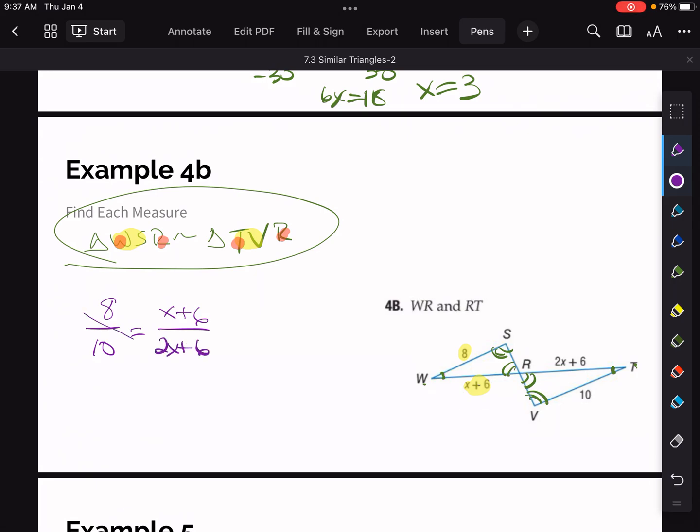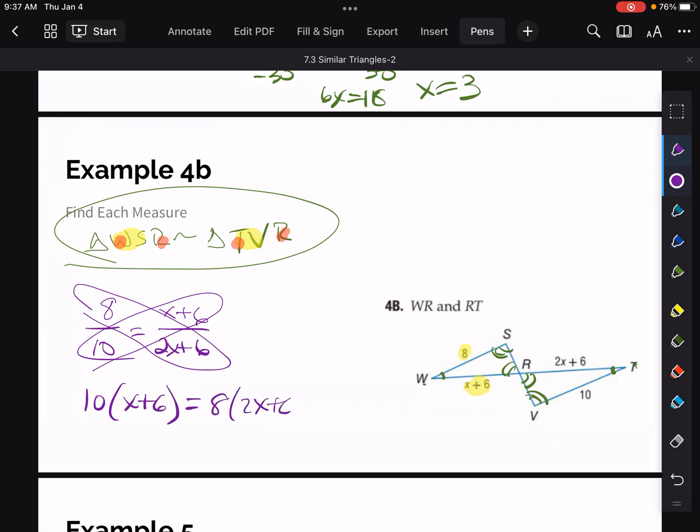And then I'm going to cross multiply to solve. All right, so I'm going to cross multiply these. If I do that here, 10 times x plus 6 has to equal 8 times 2x plus 6.